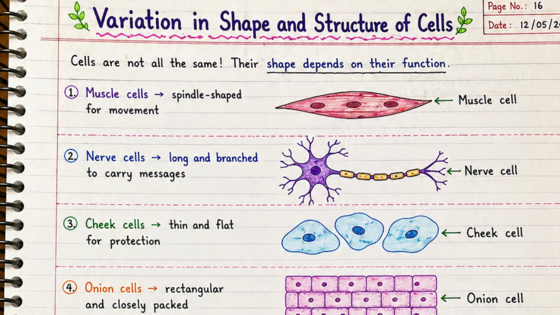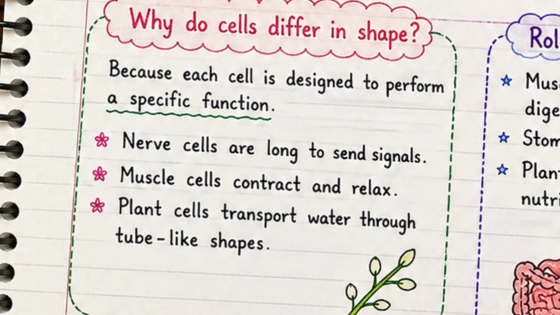Why do cells differ in shape? Because each cell is designed to perform a specific function. Nerve cells are long to send signals. Muscle cells contract and relax. Plant cells transport water through tube-like shapes.